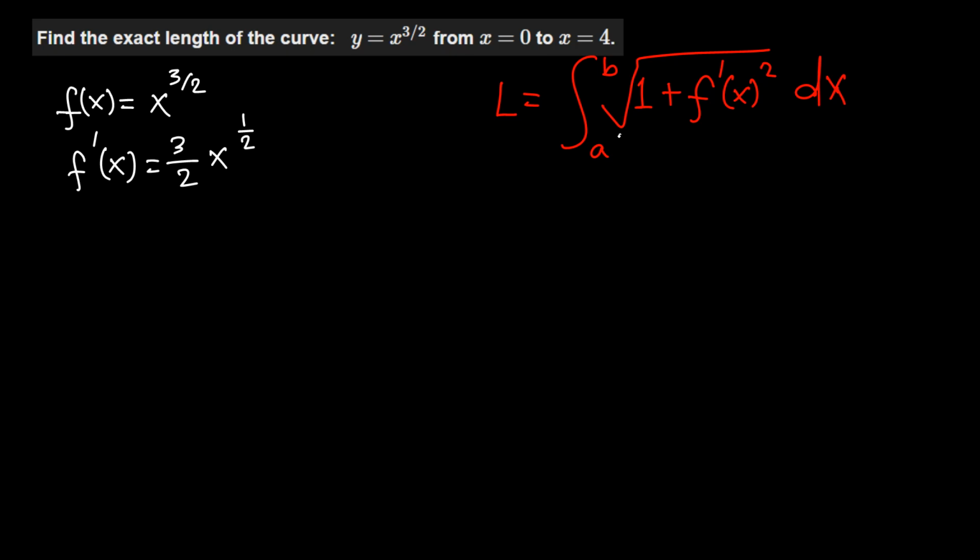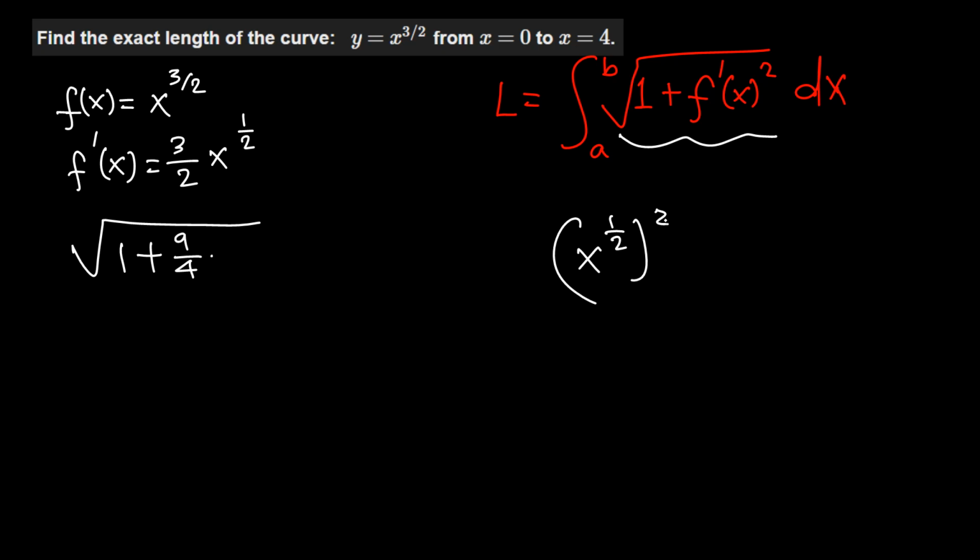Then let's find this integrand. So we square this and add with 1 and take a square root. So 1 square root of 1 plus this derivative squared. When we square this, 3 halves squared means 9/4 times x raised to 1 half. That's the square root of x. When we square it, the 1 half and 2 cancel, just x. So 9/4 x.